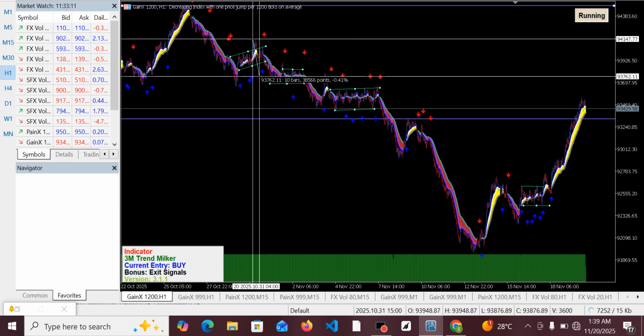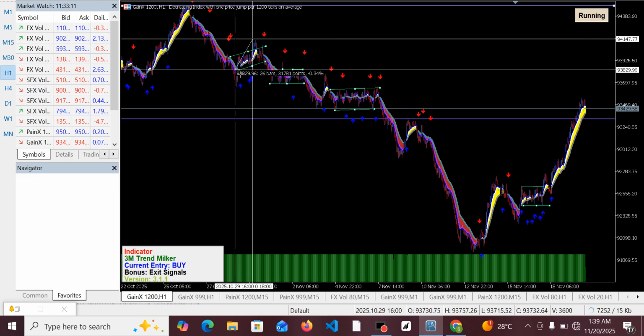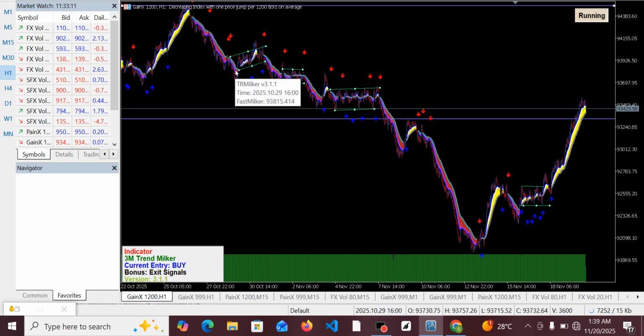And of course, if you check out this pullback on a lower time frame, it is good enough for you to make a lot of profit from there. But we should always remember that it is a pullback on a higher time frame. Okay, so this is very, very important.